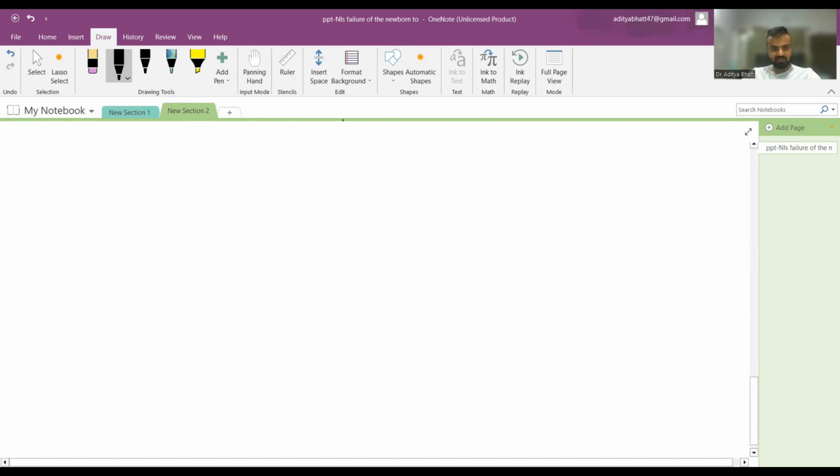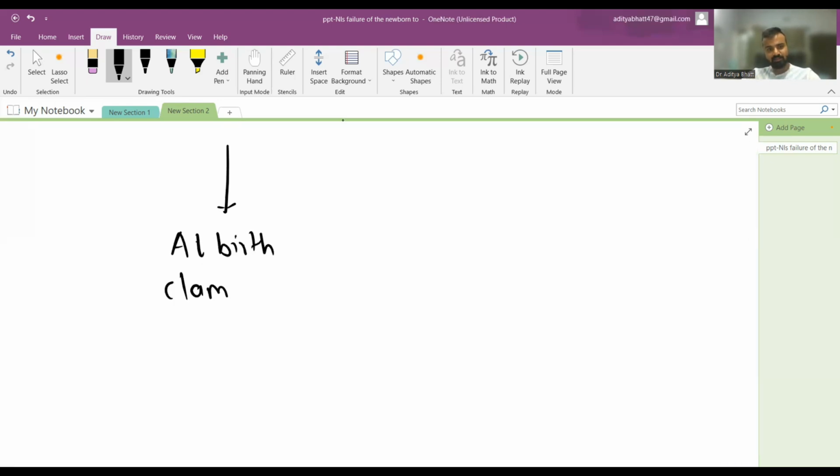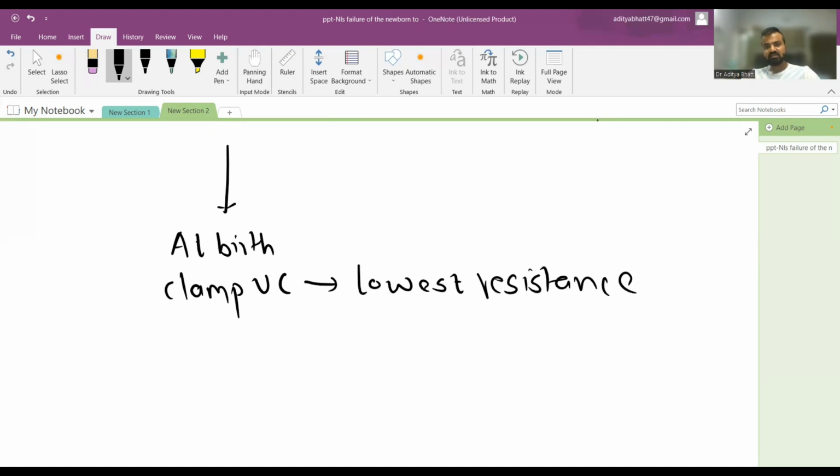Now, at birth, what happens is when you clamp the umbilical cord, the lowest resistance shunt, the umbilical cord, the umbilical vein, is stopped. Okay, it stops the placental circulation. The low resistance shunt is stopped. So what will this lead to?